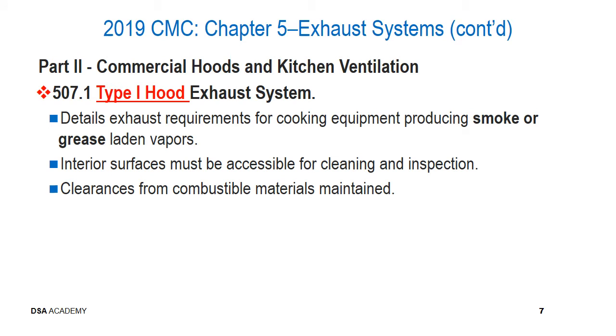Part 2 of Chapter 5 deals with commercial hoods and kitchen ventilation. Section 507.1 basically modified its title. That's why you see it indicated in red font and underlined. So they've identified this specifically as Type 1 hood exhaust systems. The details for exhaust requirements for cooking equipment that produces either smoke or grease-laden vapors are provided in this section.